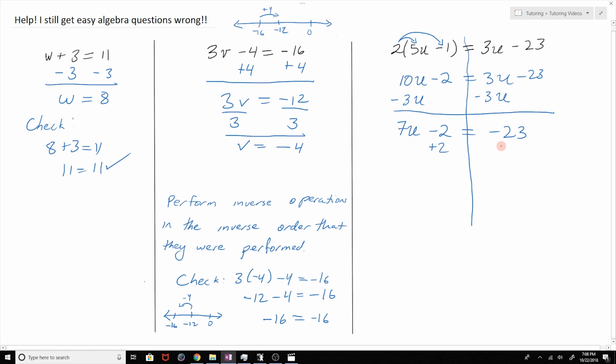Plus 2, plus 2. And again, the number line, negative 23. I know that I'm hopping that way, plus 2. So from negative 23, I get to negative 21. And I get 7u here. And now the only operation left to perform is division by 7. So I'll do that, divide by 7. And I get u equals negative 3.